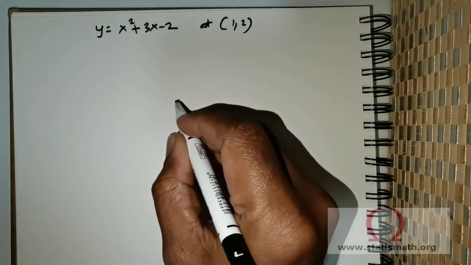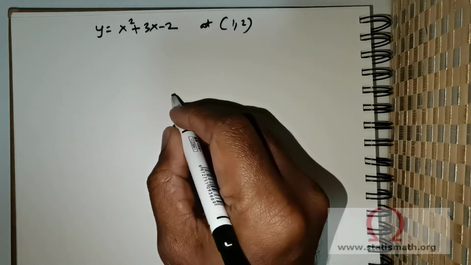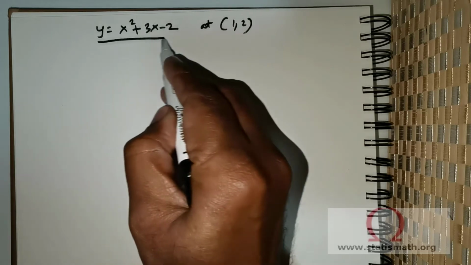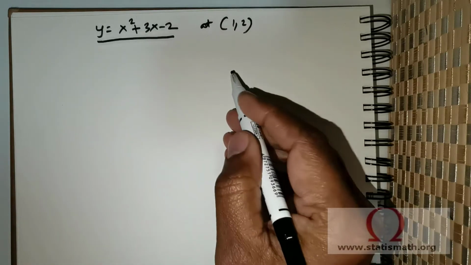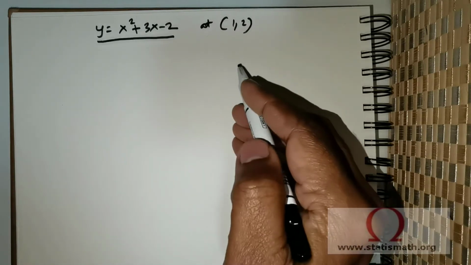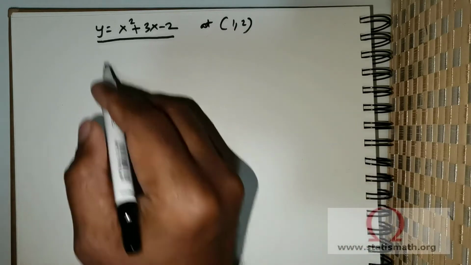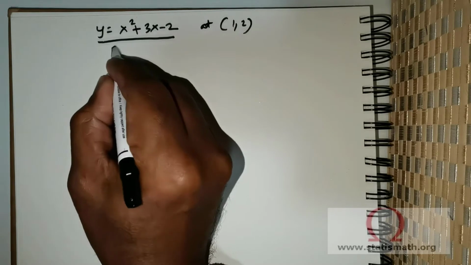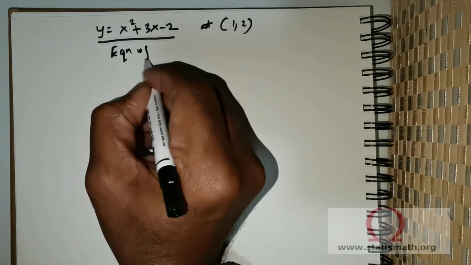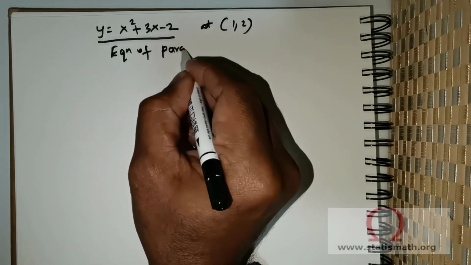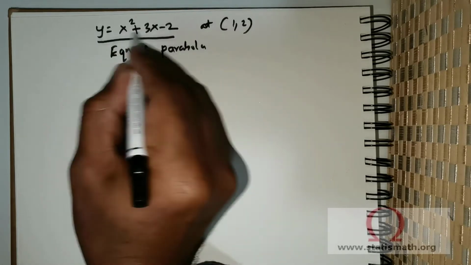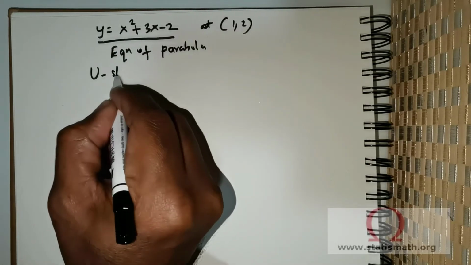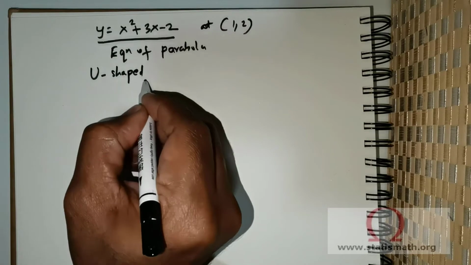But what I wish to do is show you all how to draw this graph, and then find the equation of the tangent and the normal. Now, foremost, from this equation, this is the equation of a parabola, and the shape of this parabola is U-shaped, right?